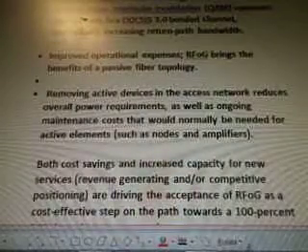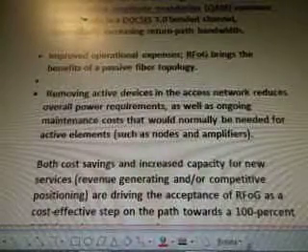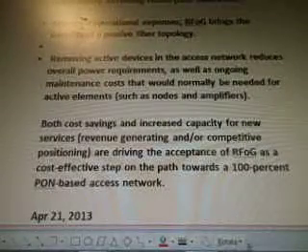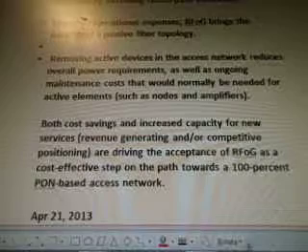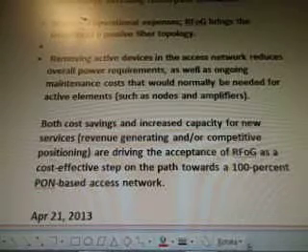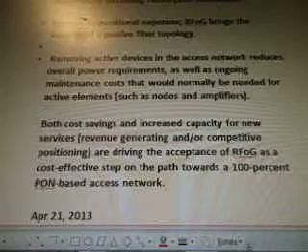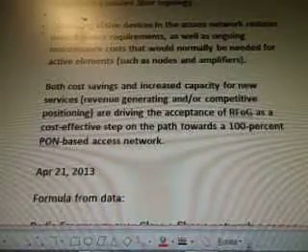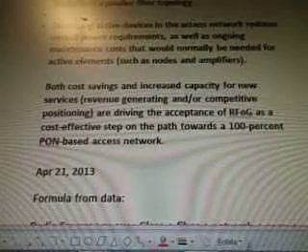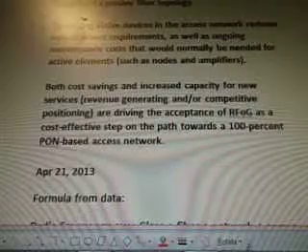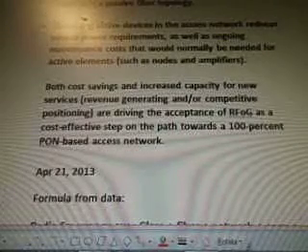Improved operational expenses: RFOG brings the benefits of passive fiber topology. Removing active devices in the access network reduces overall power requirements as well as ongoing maintenance costs that would normally be needed for active elements such as nodes and amplifiers. Both cost savings and increased capacity for new services, revenue generating, and or competitive positioning are driving the acceptance of RFOG as a cost-effective step on the path towards 100% PON-based access network.